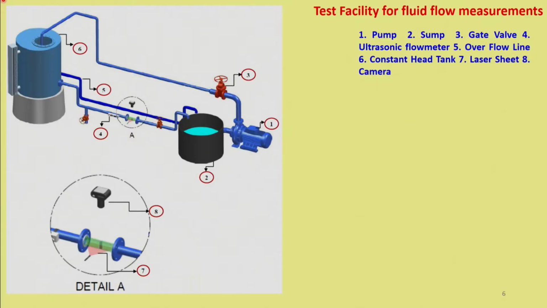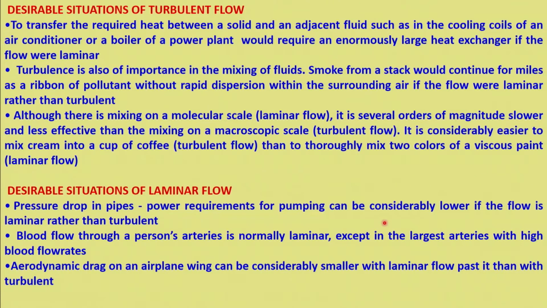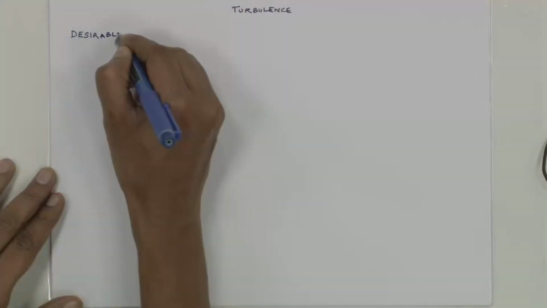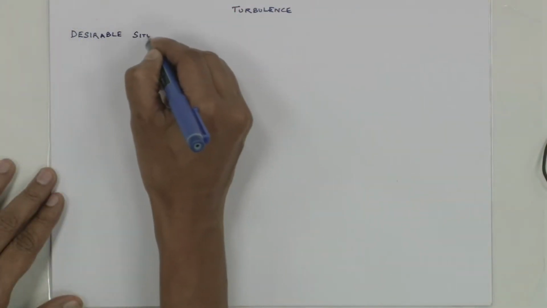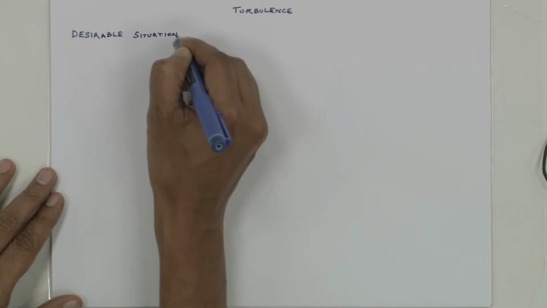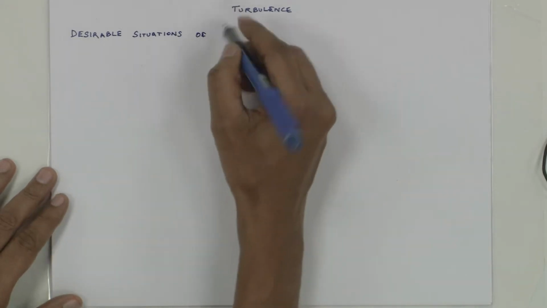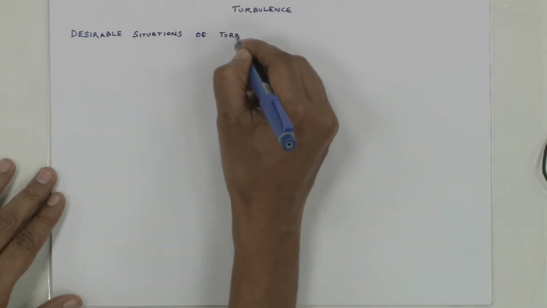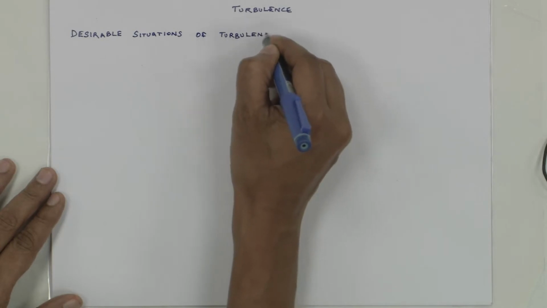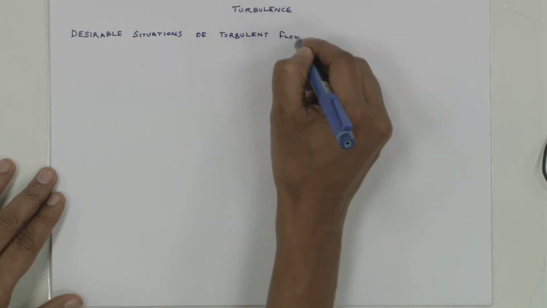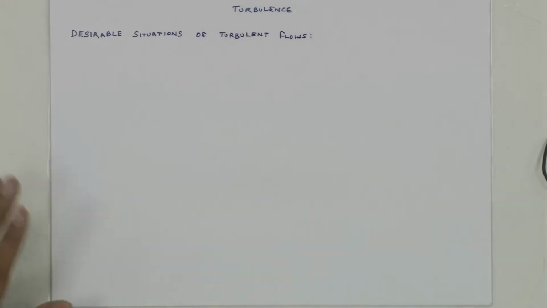So with this background, let's get back to our fundamentals of Reynolds number. Is turbulent flow desirable all the time? Let us look at desirable situations of turbulent flow, because naturally the flows are turbulent, but they are helpful also.